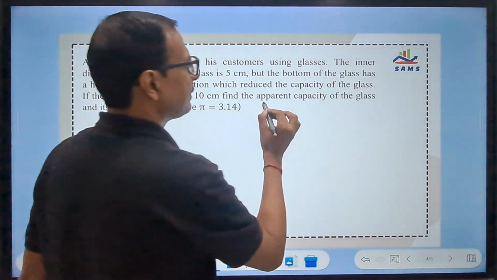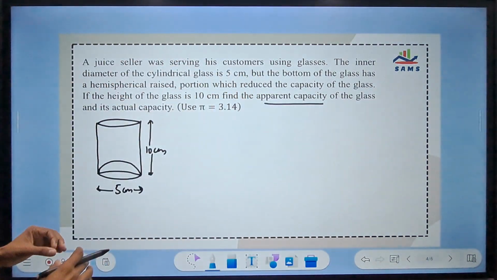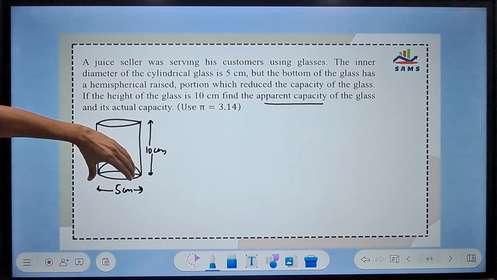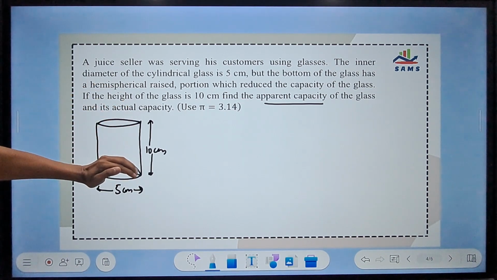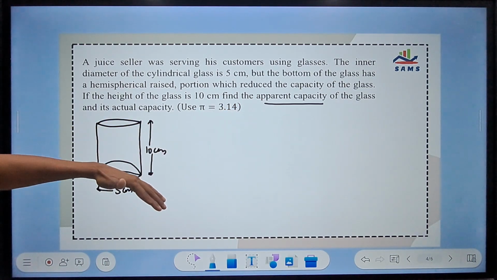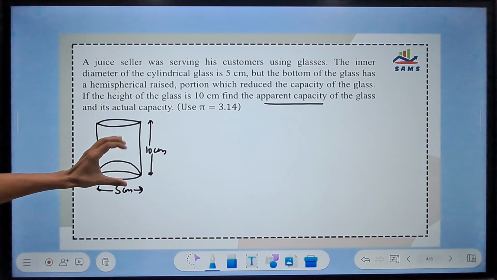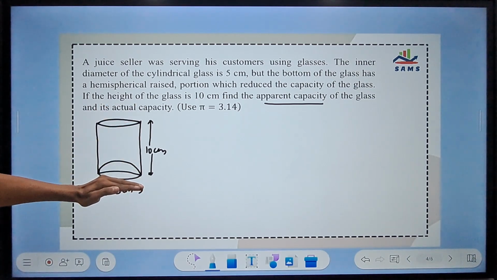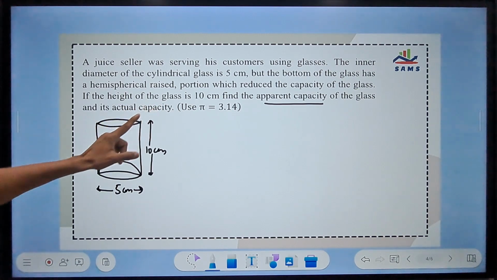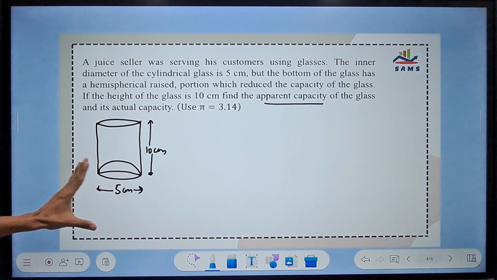Find the apparent capacity. That means the glass looks like it is straight, but it is not actually. This part doesn't contain any juice. So there is an apparent capacity. That means the customers will see the glass as a full thing. So that is the wrong capacity. And the actual capacity also we have to find, both the things, right?